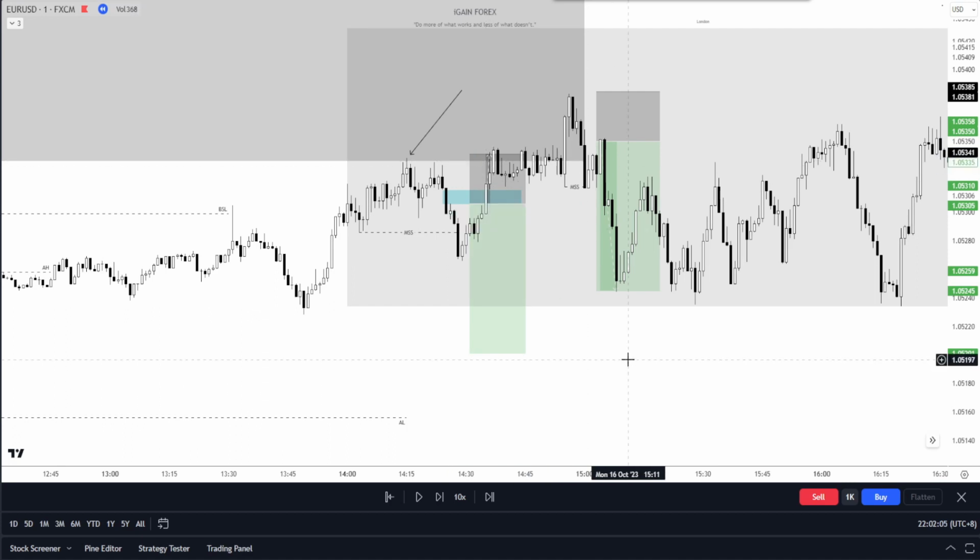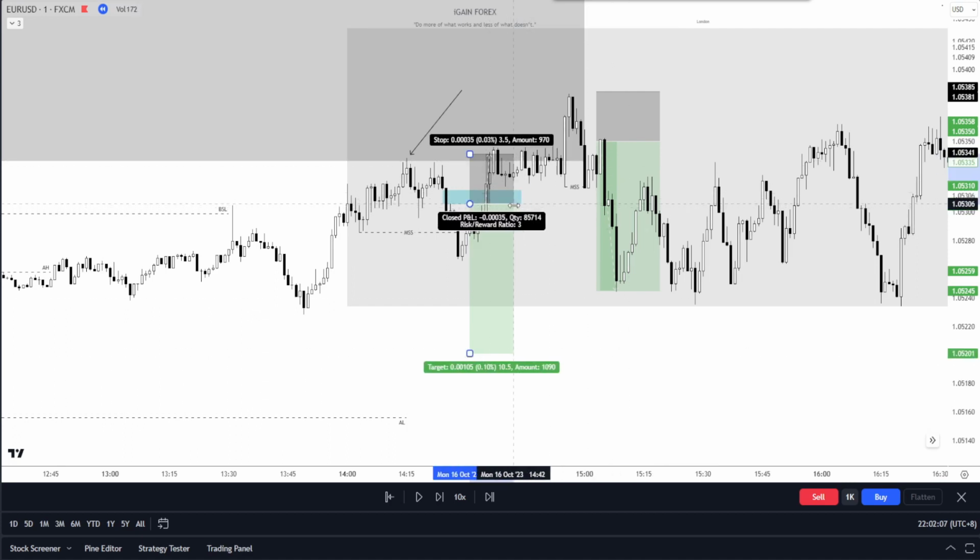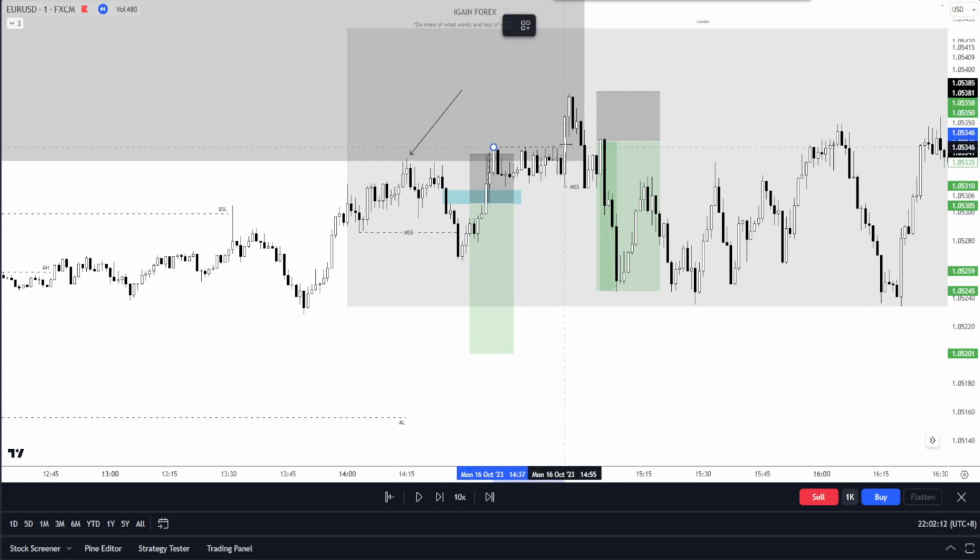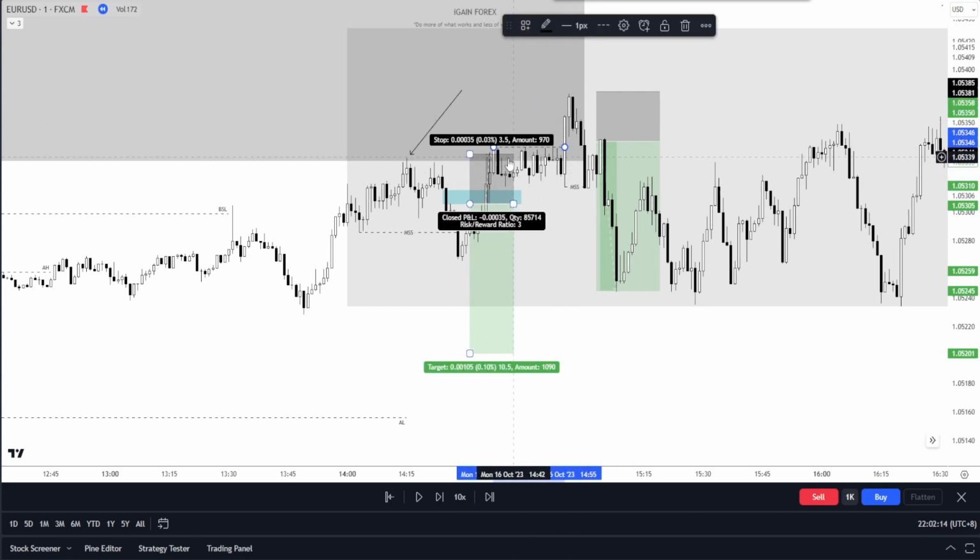So for the second trade I took, we have here this another sweep. So we can see this manipulation, accumulation type of movement of the market. And then we have here this manipulation happen. Then going down, a market structure shift happened.